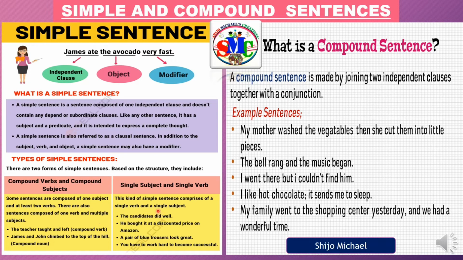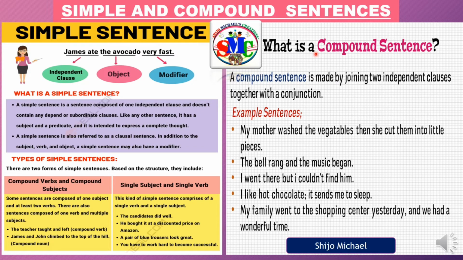Now let us move to the second type, single subject and single verb. This kind of sentence comprises a single verb and a single subject. Almost all the sentences are like this only. For example, the candidates did well. Here the subject is the candidates and the verb is did. There is only one subject as well as one verb. He bought it at a discounted price on Amazon. Here the subject is he, verb is bought. So single subject, single verb sentence. There is a modifier also there. Even though it is there, it is considered as a simple sentence.